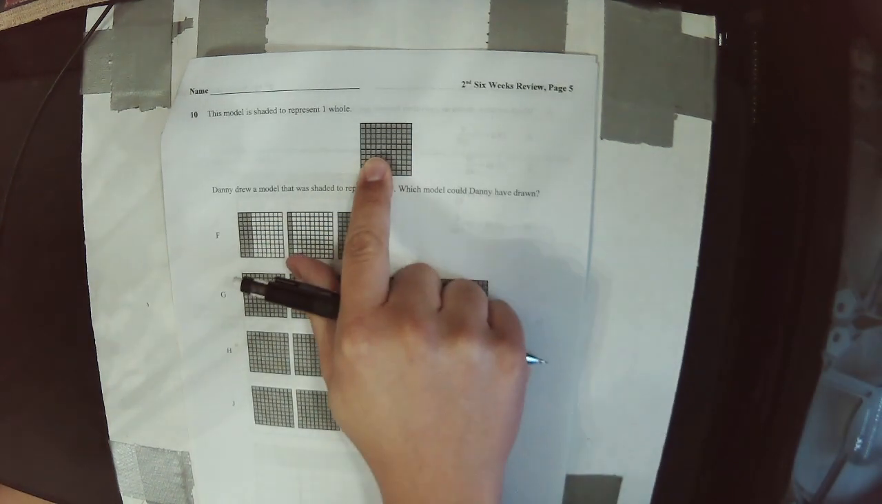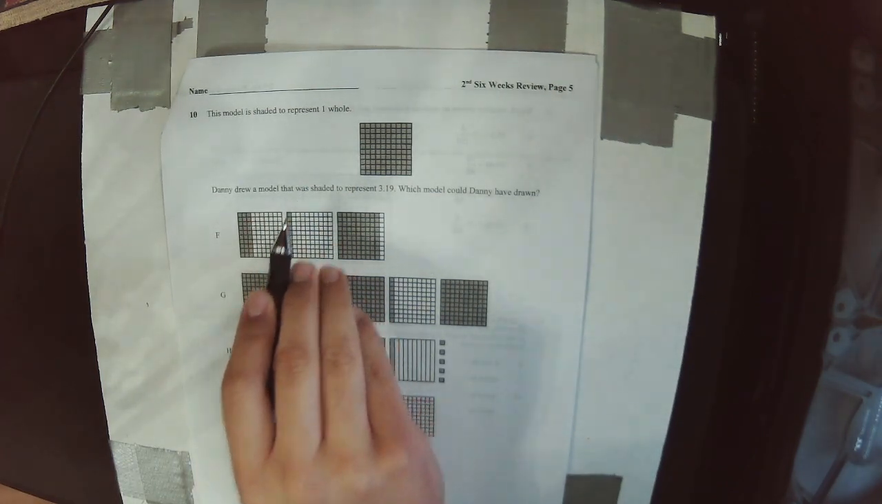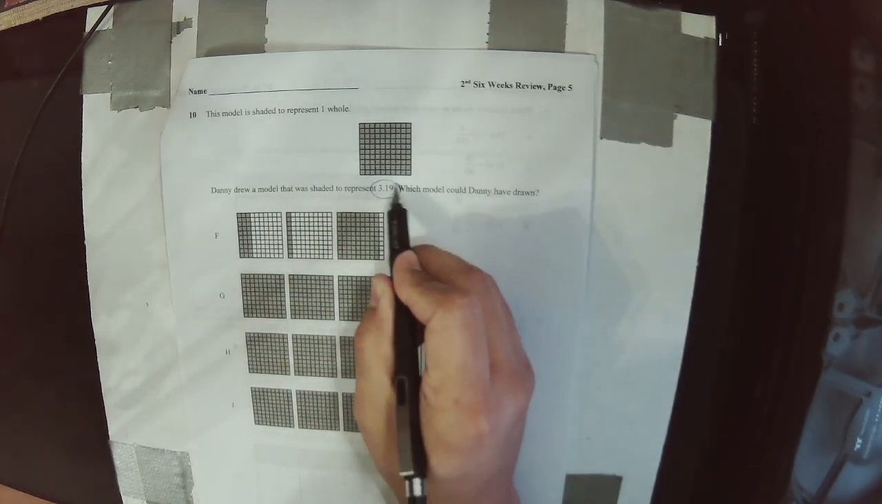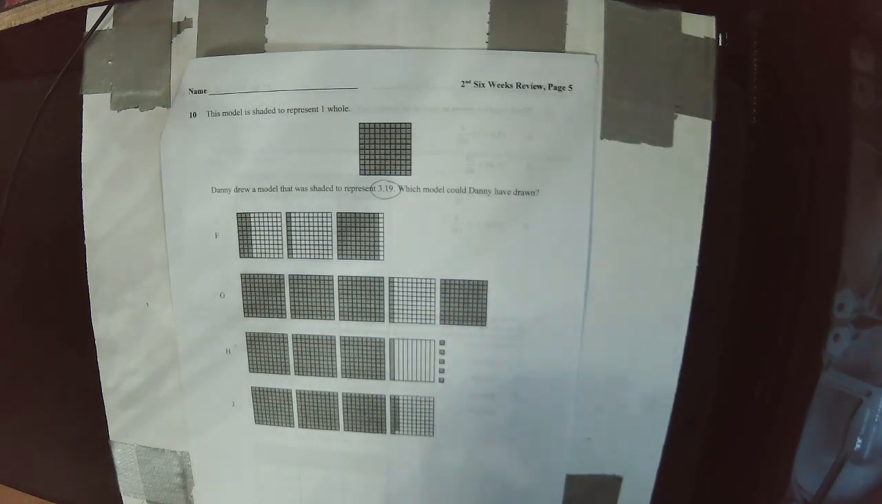Question 10. This model is shaded to represent one whole. It's shaded in one whole square. Danny drew a model that was shaded to represent 3.19. Which model could Danny have drawn?